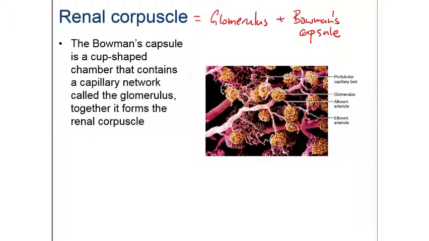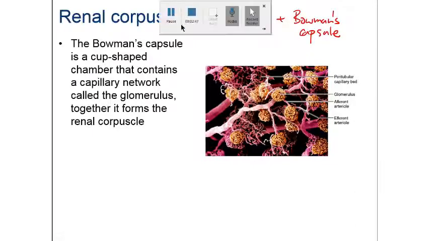And you cannot see the Bowman's capsule here, because in order for you to see the glomerulus, you have to dissolve away the Bowman's capsule. The Bowman's capsule essentially surrounds the entire glomerulus. So you can think of the glomerulus as like the seed of a peach, for example, and the Bowman's capsule is everything that surrounds it. So you must take away the Bowman's capsule before you can see the glomerulus.